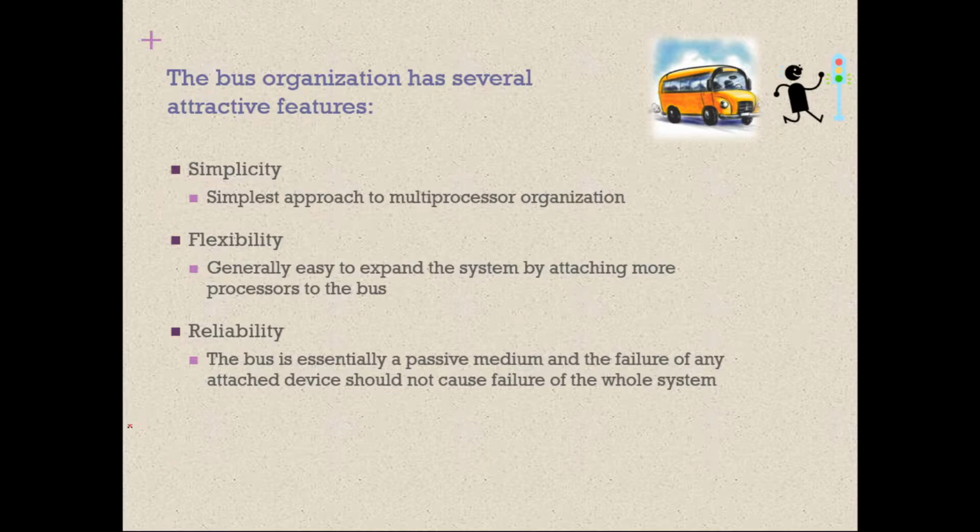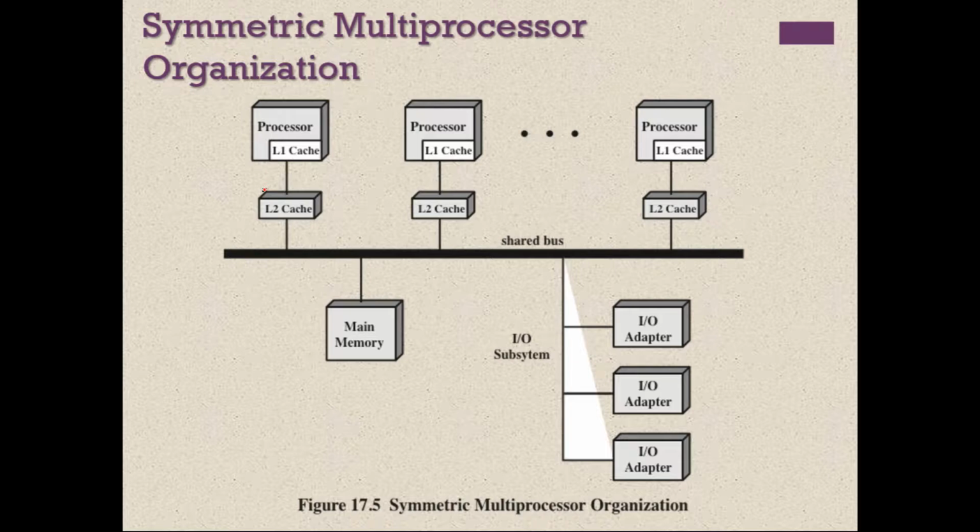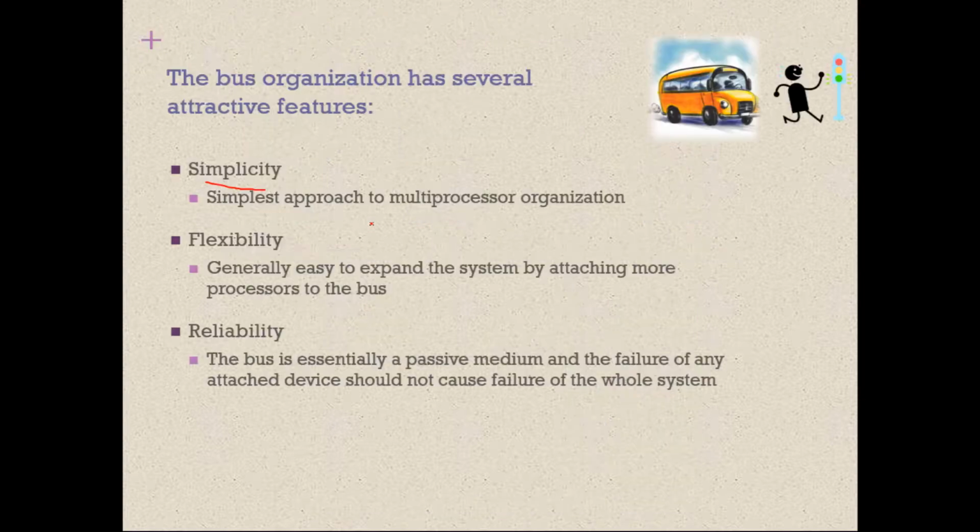There are several advantages. Simplicity. This is the simplest approach for multiprocessor organization, because we are using a common bus, and we are using the same technique which is used in the uniprocessor. In a normal single processing technique also, to gain a bus, we use bus arbitration. The same thing is used in the multiprocessing technique also. So we say it is simple, and also it is flexible.